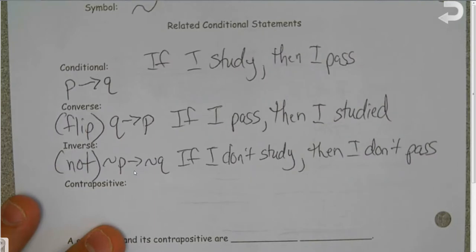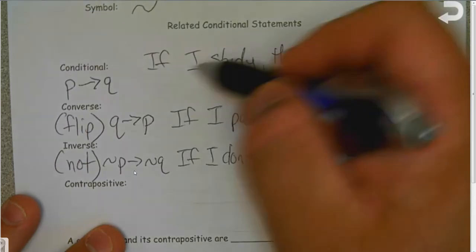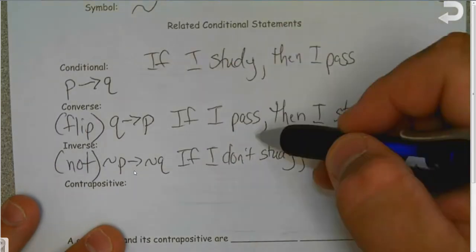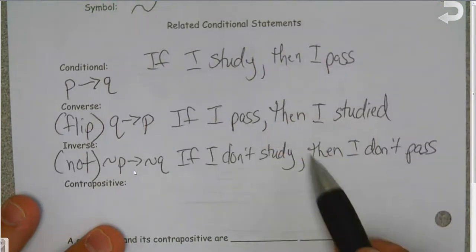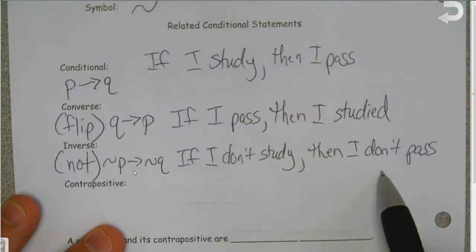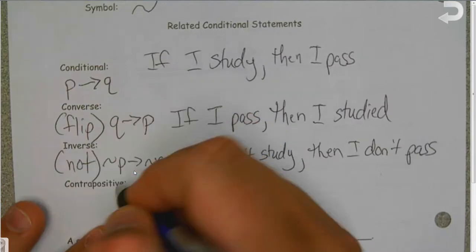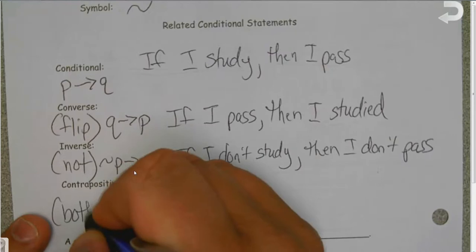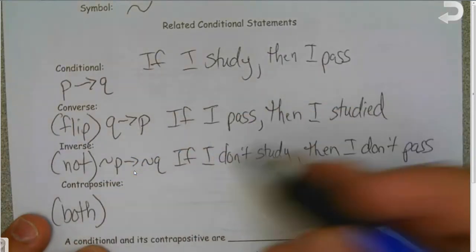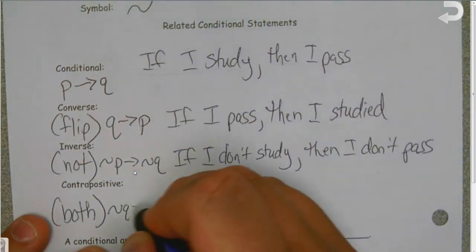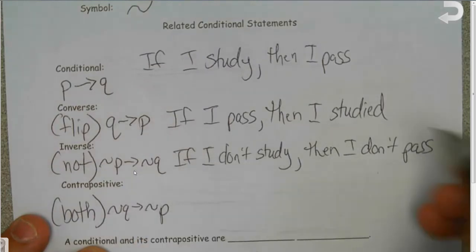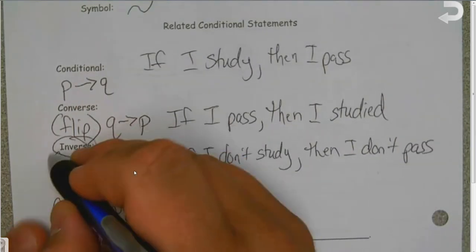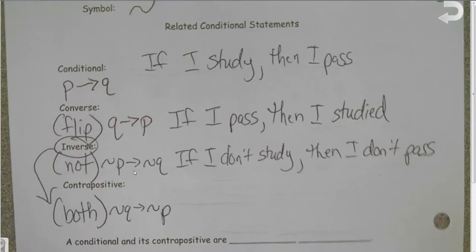Pretty simple. So you can see so far we've had an original statement, we flipped the original statement, and then we added the nots to the original statement. And then the contrapositive is when we do both, the flip and the not. So it's not Q to not P.